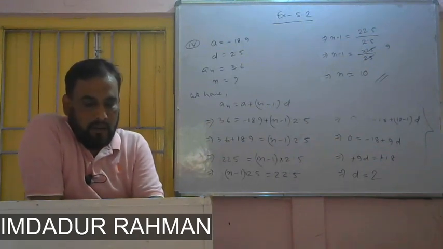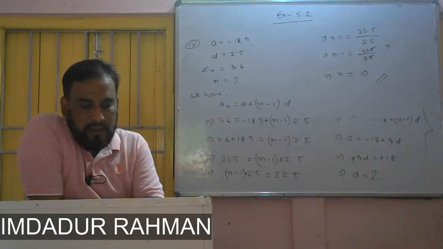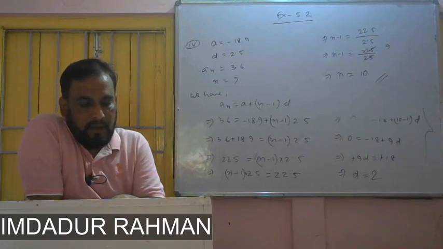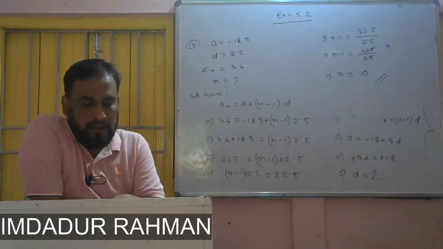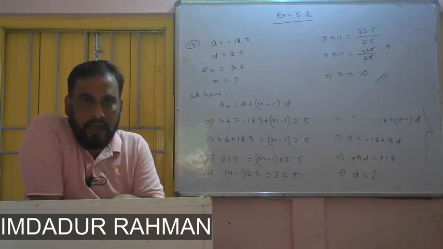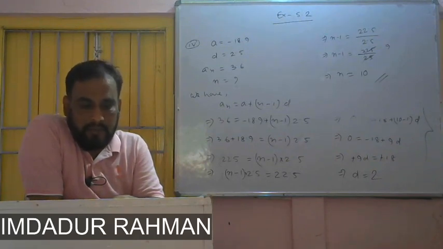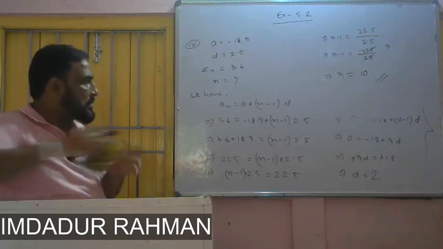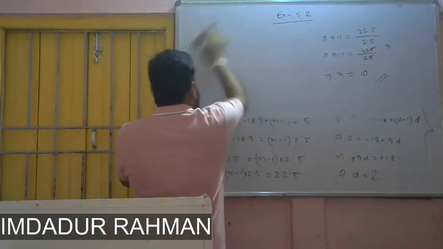Now page number 131, choose the correct choice in the following and justify. 30th term of an AP 10, 7, 4 ... is the 30th term. Here the series is given 10, 7, 4 ... That is A is 10. D we will find by second term minus first term, and we will find out the 30th term, that is N is 30. So A30 we will find out. Just I am giving the hints how to do.